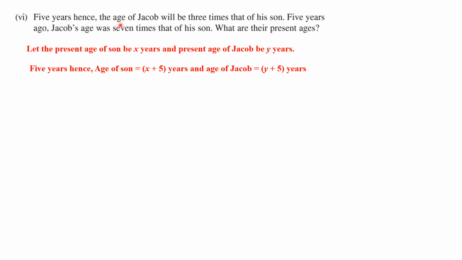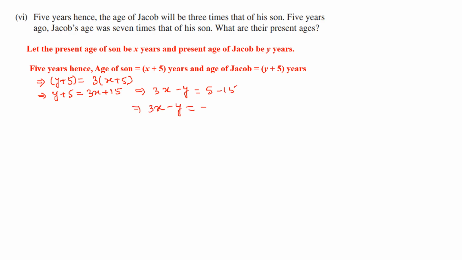Now after that there is some relation: age of Jacob will be 3 times that of his son. So how will I write that? Age of Jacob, now Jacob's age is y plus 5, is equal to 3 times the age of son, and age of son is x plus 5. So from here I get one of my equations, y plus 5 equal to 3x plus 15, which can be further written as 3x minus y equal to 5 minus 15, which gives me 3x minus y equal to minus 10. This is my equation number 1.